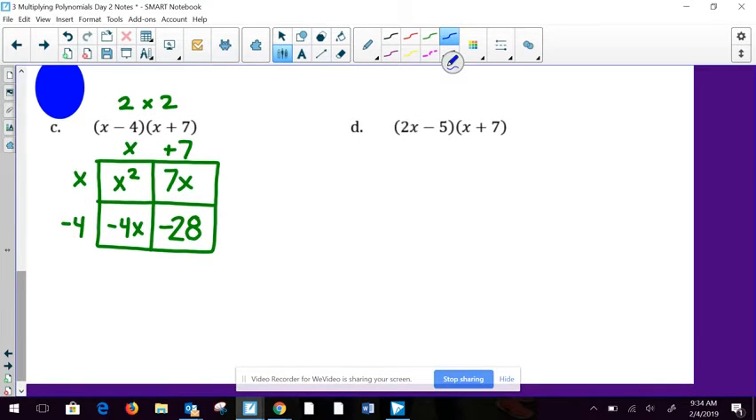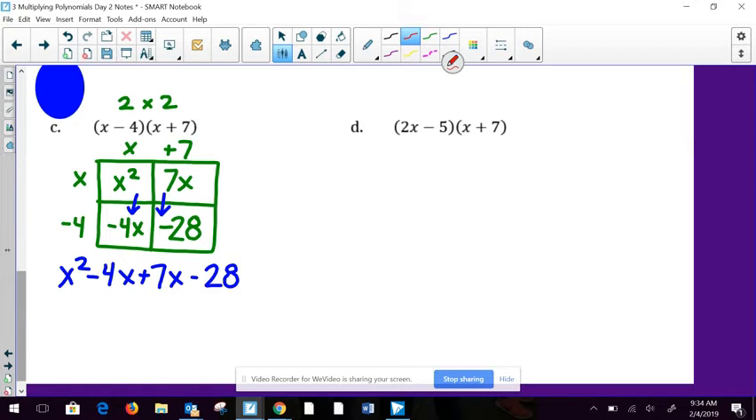If I were to write out all the terms that I have in the boxes, you would see, I'm going to start at the top and keep going down the columns in this way. I have an x squared minus 4x. Back up to the top, I have a positive 7x minus 28. Is anybody seeing something we can combine together?